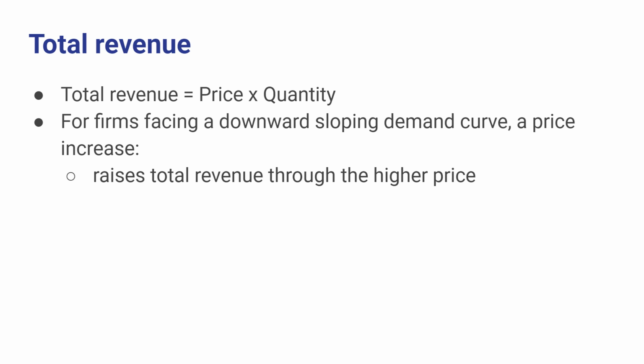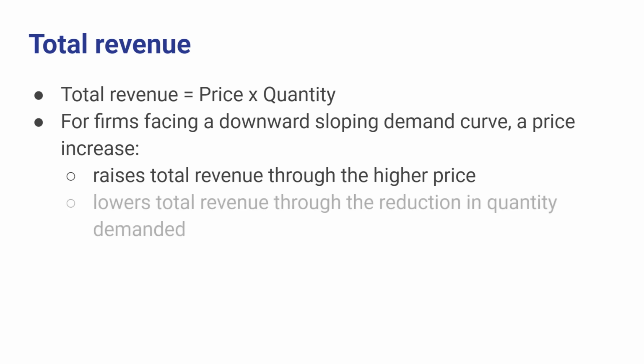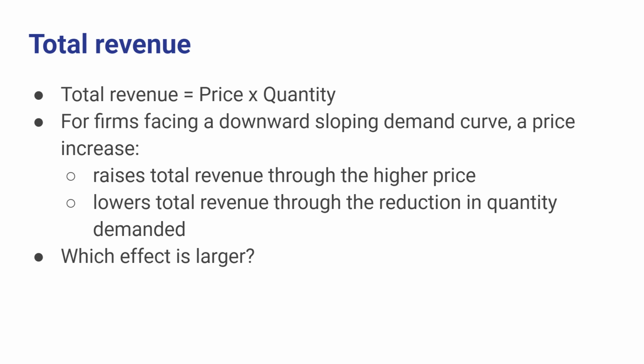more revenue because they're getting a higher price for each unit they're selling. On the other hand, the reduction in quantity that occurs lowers the total revenue for the firm. So there's two offsetting effects. When firms raise their price, they gain more money from each unit they sell, but they're also selling fewer units. So the effect is somewhat ambiguous without knowing more about the relative magnitudes of these two effects. Whether a firm's revenue rises or falls depends on which of these two effects is larger.